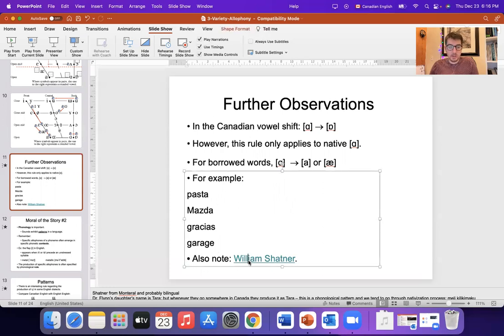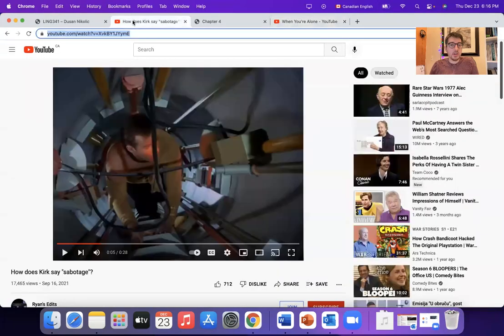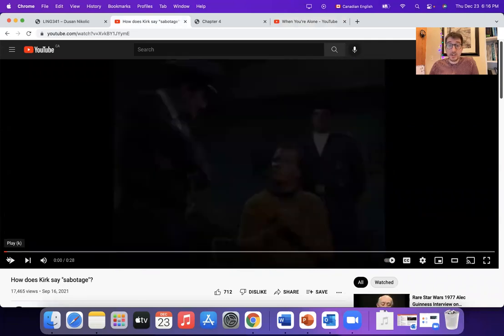William Shatner. Yeah, I think I have it here. William Shatner is a famous American actor. I believe he's still alive, who starred in Star Trek, and he has a certain way of saying sabotage.